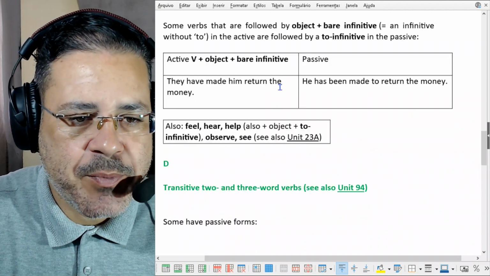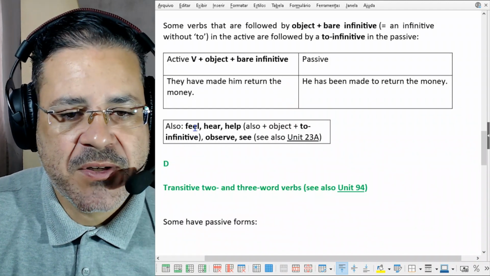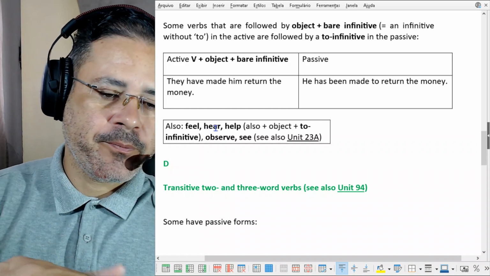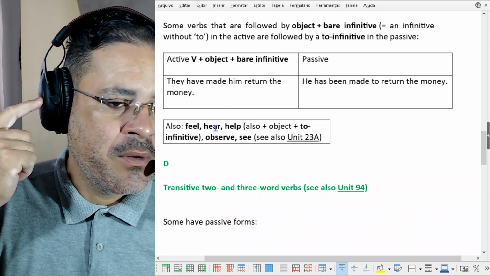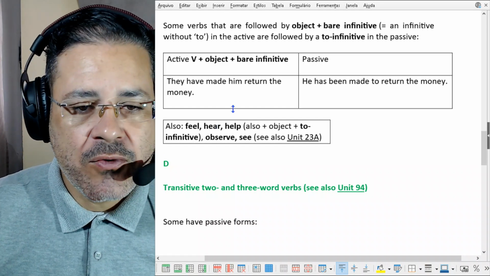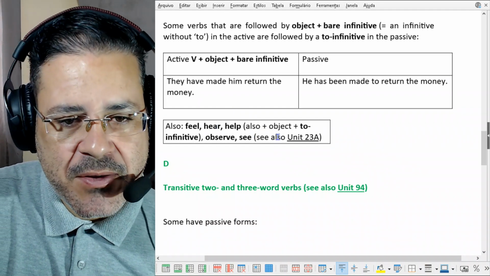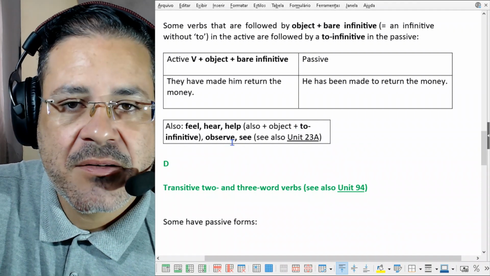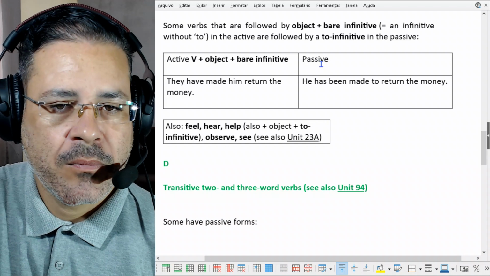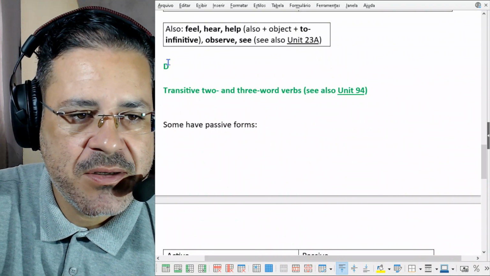We use that pattern also with the verbs feel, hear, help, also object plus to infinitive, observe, and see. Okay, moving on. Section D.